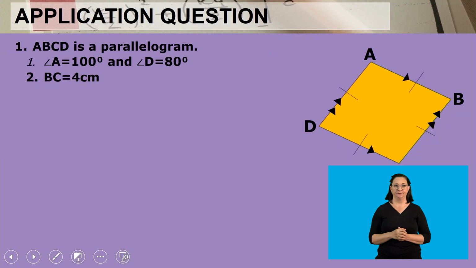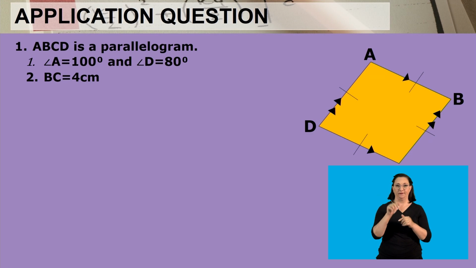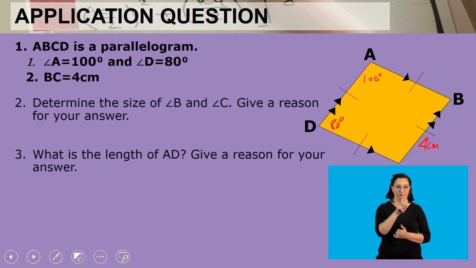The first question says ABCD is a parallelogram. Angle A is 100 degrees, like I said. I prefer marking them directly. And angle D is 80 degrees. And line BC is 4 centimeters. And what are the questions? Determine the size of angle B and angle C.